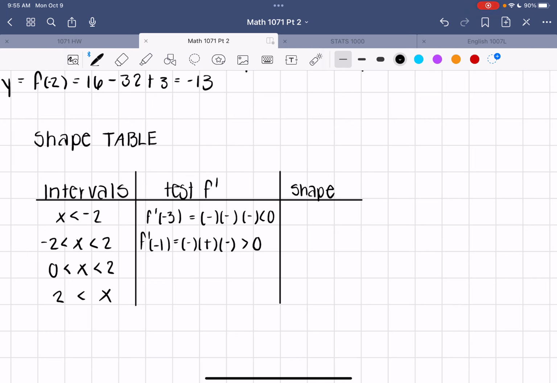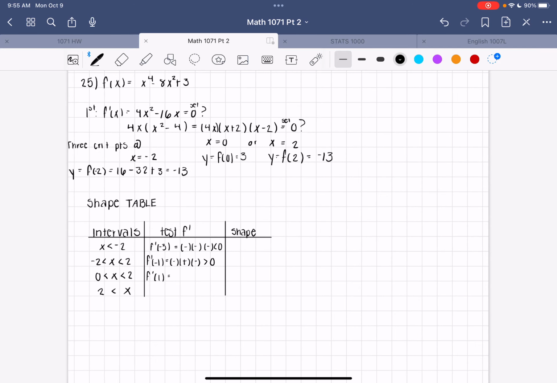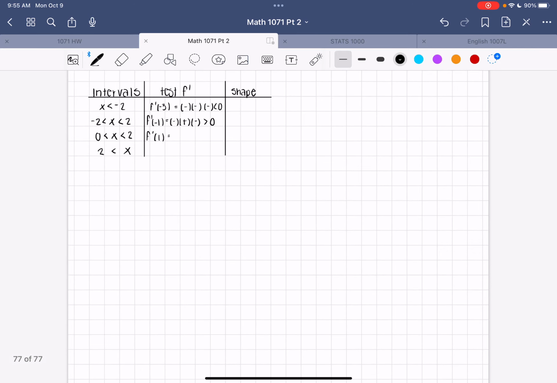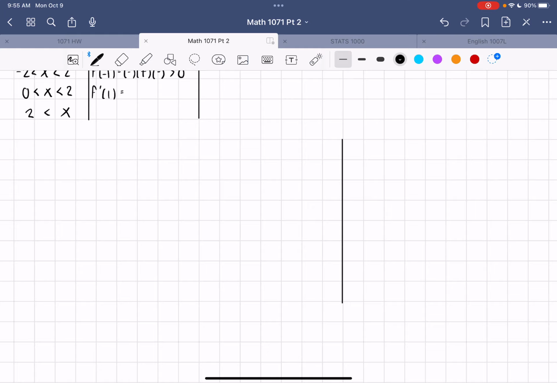Notice I'm cheating my concavity. I know that over here I'm concave up. I know here I'm concave down. And I know over here I'm concave up. But we're not going to learn that until the next chapter. But you can see why concavity is important. It tells you how your curve is bending, how it is bowing.